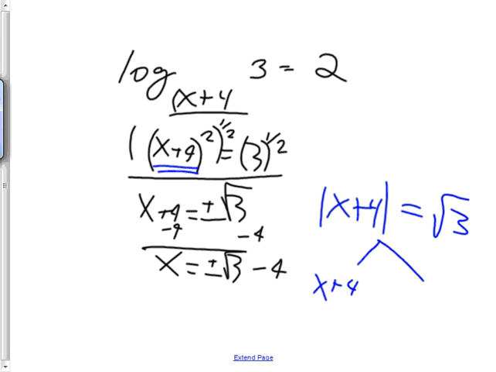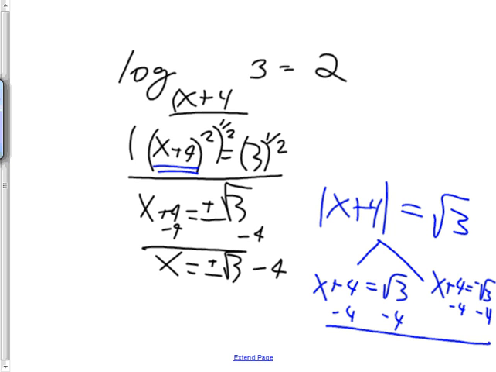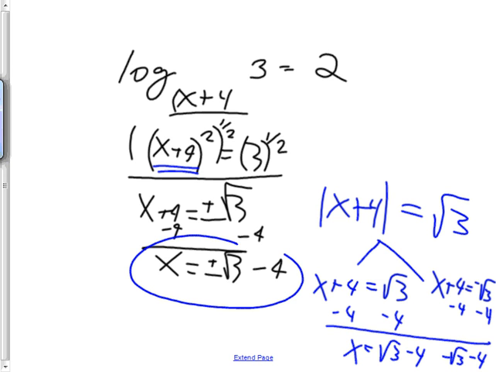X, somebody's talking, stop it. And x plus 4 is equal to negative square root of 3. Okay, so those are your two options. Then I'm going to subtract 4 from this, and I'm going to subtract 4 from this. I'm not sure if that comes out the same as your answer. I'm going to find out. X equals square root of 3 minus 4, and the negative square root of 3 minus 4. And is that the same thing as what you said? You said positive square root of 3 minus 4 and negative square root of 3 minus 4. Yes, your way works. We verified it.